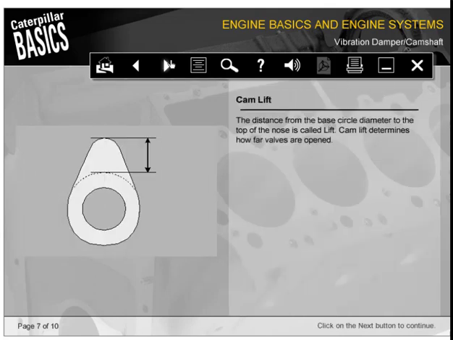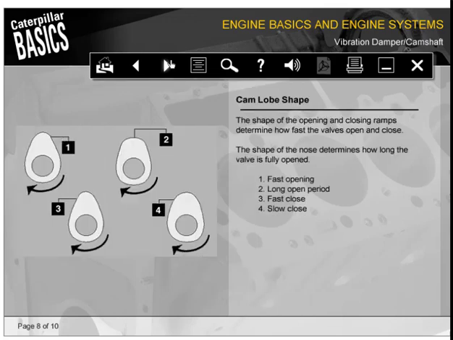The distance from the base circle diameter to the top of the nose is called lift. Cam lift determines how far valves are opened. The shape of the opening and closing ramps determine how fast the valves open and close. The shape of the nose determines how long the valve is fully opened. Number 1 is for fast valve opening. 2 would provide a long open period. 3, a fast close. And 4, a slow close.